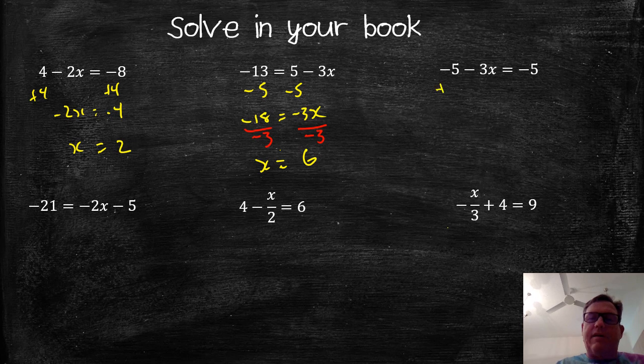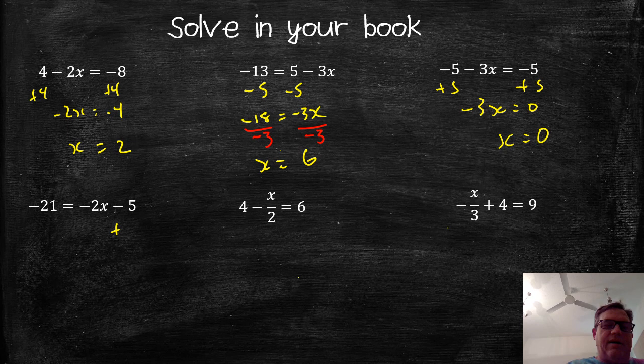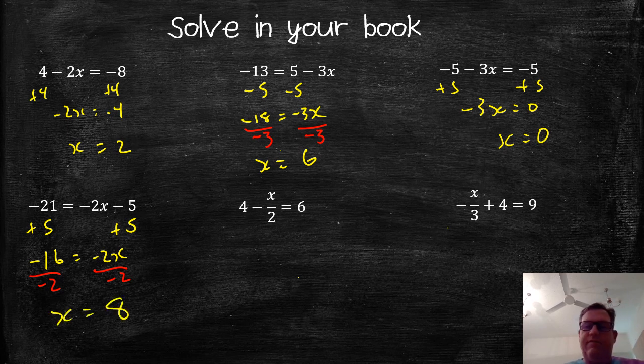Next one, we're going to add 5 to both sides. So minus 3x equals 0. And if I divide by minus 3, I'm going to end up with x equals 0. Next one, if I add 5 to both sides, I get minus 16 equals minus 2x. I want to divide both sides by minus 2. And I'm going to be left with x equals positive 8.